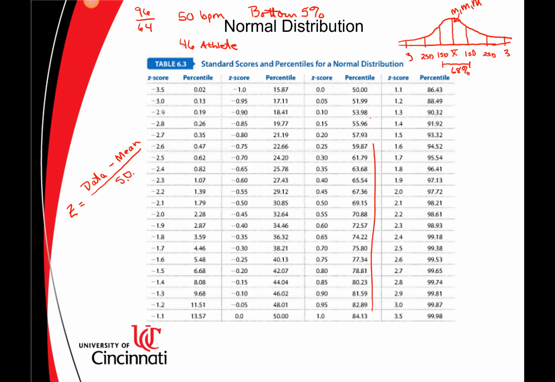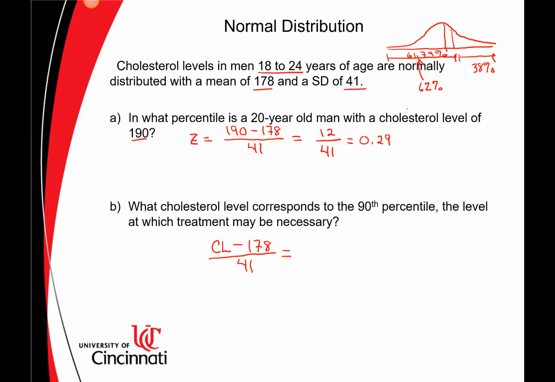What I'm doing is I'm looking at this column here, the percentiles, and I'm shopping for 90. Aha, here it is. To get to 90%, the z-score needs to be a 1.3. Does that make sense to everybody? Now that we know what the z-score is, we can put that number over here on the right-hand side, a 1.3.